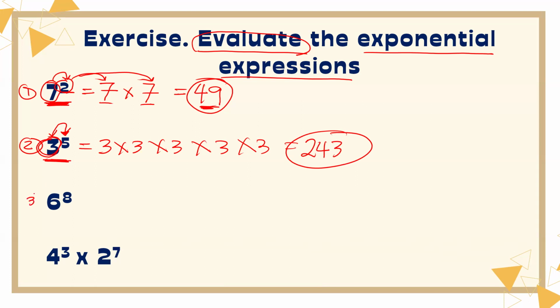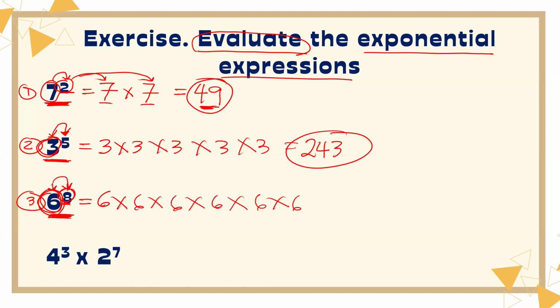Let's go to the third example. Which one is the base for this particular problem? We have 6 or 8. Very good. So that would be 6 because this is the bigger number and 8 is our exponent. This is the one that's written as a superscript. Okay, so how many 6s are there for this particular exponential expression? Very good. There are 8, right? So that would be 6 times 6 times 6 times 6 times 6 times 6 times 6 times 6. So that's 1, 2, 3, 4, 5, 6, 7, 8. Right? Did you get that?